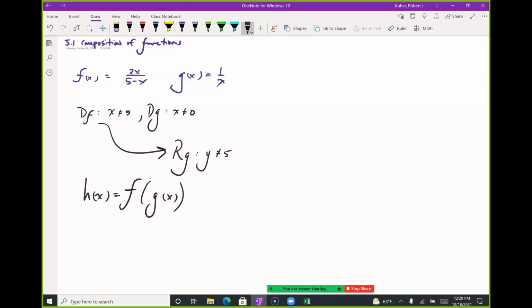the domain of h. Well, g is involved, so I definitely can't put a 0 in there. x is not equal to 0. And what is the x that I put in that I'll get a 5 out of g? One-fifth. Yes, so x should not be 1/5 as well.